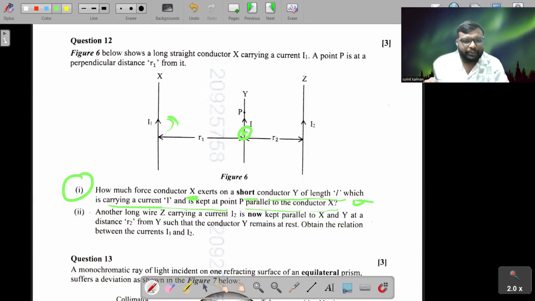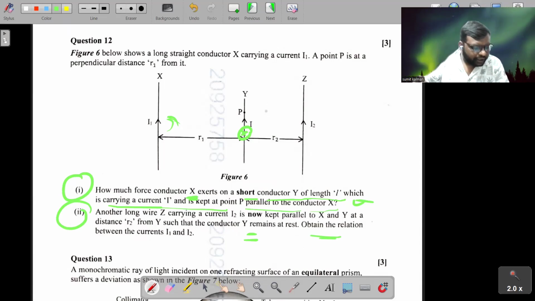Now students, in the second part they are asking: another long wire Z carrying current I2 is now kept parallel to X and Y at a distance R2 from Y, such that conductor Y remains at rest. Conductor Y is at rest, and we have to obtain the relation between the currents I1 and I2. Now students.